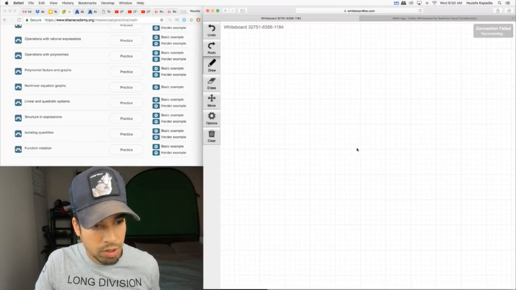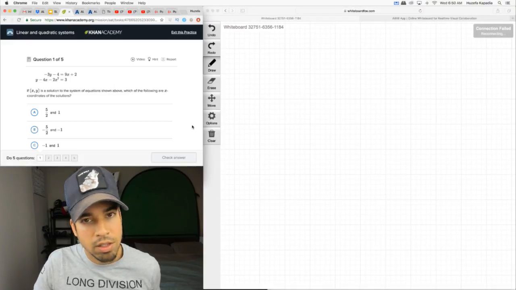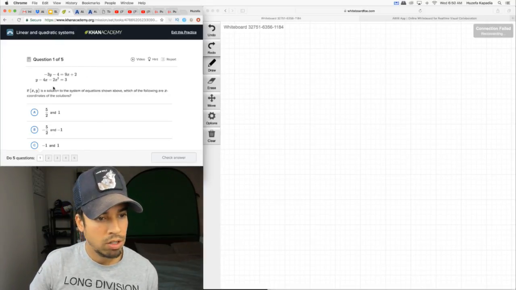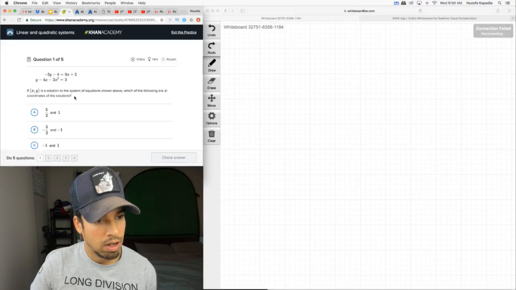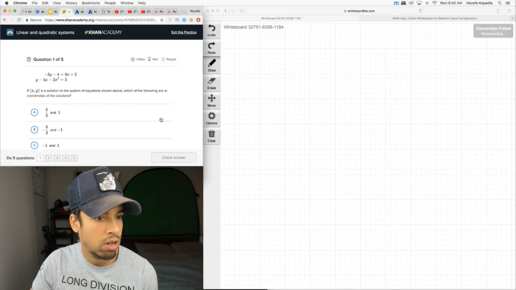All right, so we're doing linear and quadratic systems. And as always, I'm seeing these problems for the first time, which is always part of the fun. Let's do it. We've got a system. (x, y) is a solution to the system of equations shown above. Which of the following are x coordinates of the solutions?